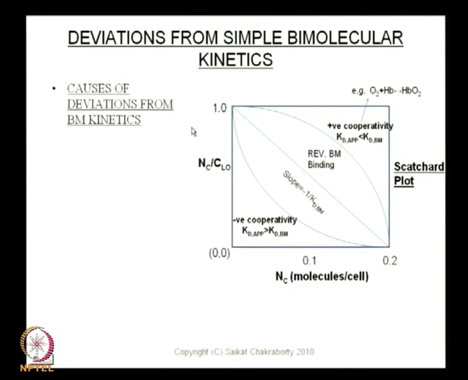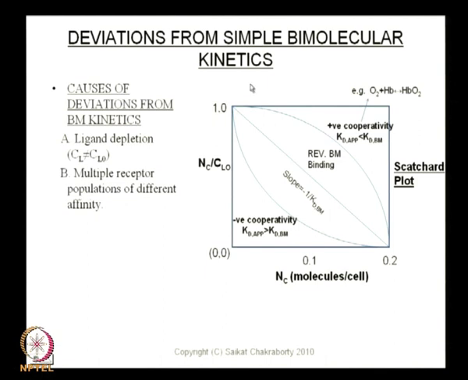So, we will look at each of these cases slowly. The first case is ligand depletion, and I already talked about this in the previous class. In the ligand depletion case, you assume that the ligand is present in excess, but that is not necessarily true. The ligand is obviously going to be depleted unless you have a lot of ligands. So, in real cases ligand depletion can occur. That is case A, and it can lead to these kinds of deviations from simple bimolecular kinetics.